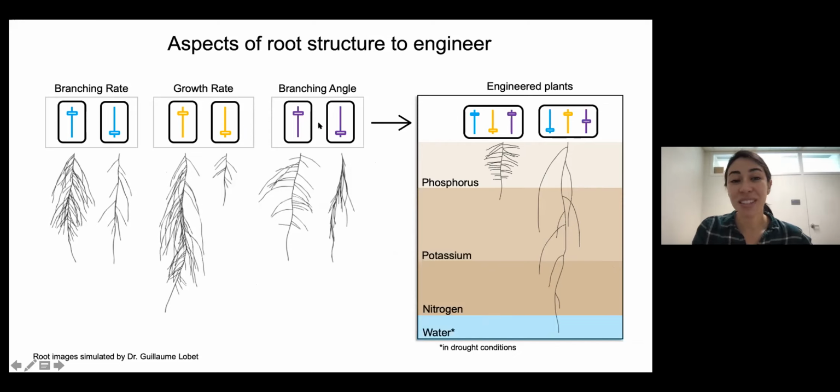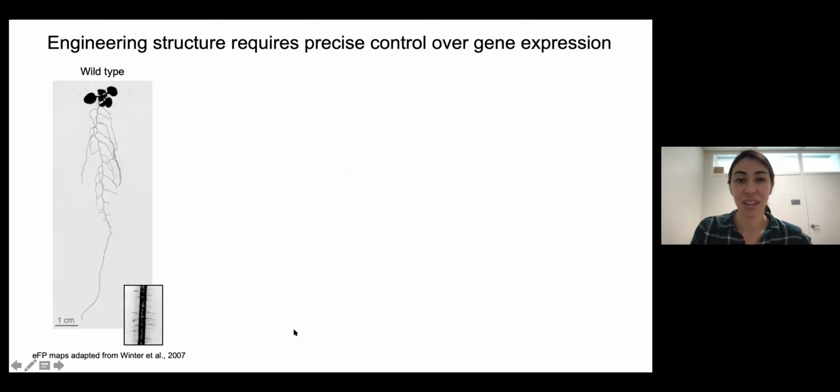So if we can tune these different aspects, we may be able to build these plants with really diverse root structures. Then the question becomes, how do you engineer root structure? As it turns out, engineering structure in general requires very precise control over gene expression. I'm going to illustrate this with Arabidopsis, which is sort of like the E. coli of the plant world. This is the easiest plant to grow and transform, or at least the most well-studied, so it has the most tools. So what I'm showing you here is Arabidopsis growing on an agar plate.